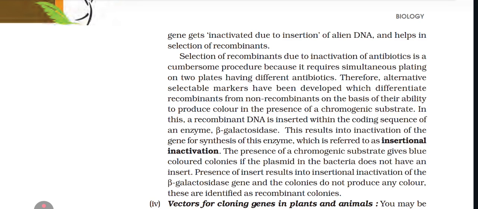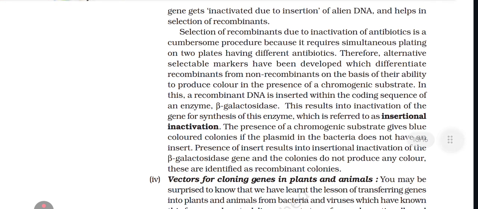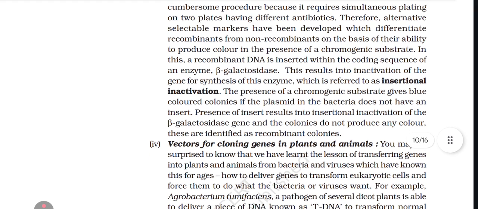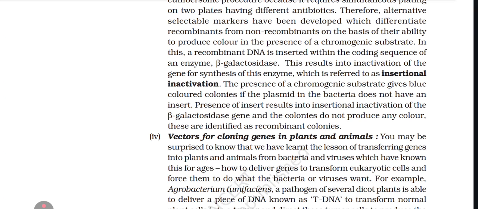In this, a recombinant DNA is inserted within the coding sequence of an enzyme, beta galactosidase. This results in inactivation of the gene for synthesis of this enzyme, which is referred to as insertional inactivation. The presence of chromogenic substrate gives blue colored colonies if the plasmid in the bacteria does not have an insert. Presence of insert results in insertional inactivation of the beta galactosidase gene, and the colonies do not produce any color. These are identified as recombinant colonies.